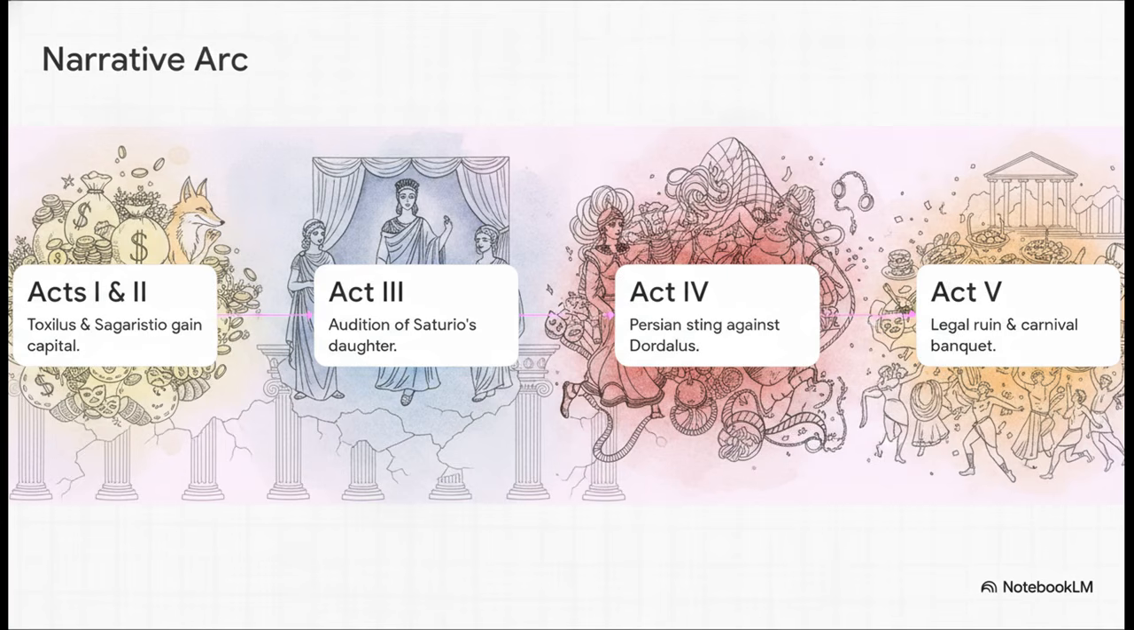Act 4 is the synthesis and execution. It's the elaborate Persian sting operation where the trap of greed is fully sprung against the leno. Finally, Act 5 delivers the catastrophic legal ruin of Dordalus, culminating in a raucous, carnivalesque banquet. The internal logic is just relentless. Every psychological motivation, Toxilus's love, Sagaristio's loyalty, Saturio's gluttony, and Dordalus's greed is masterfully interlocked. It drives the plot forward to secure an inescapable, crushing underclass victory over the free entrepreneur.